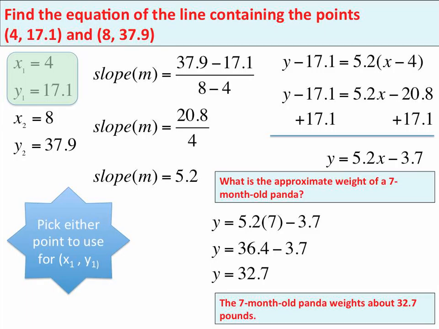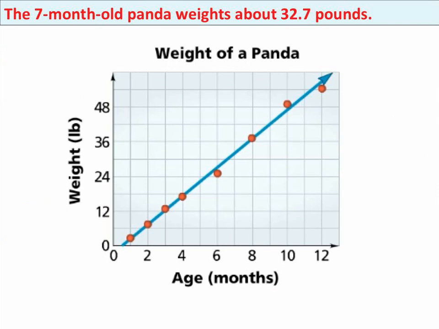All right, let's see if it works on our picture. If we go back to our picture with our scatter plot and our trend line, when we go to a 7-month-old panda, we would see, ooh, that looks pretty good at 32. Because on this scale, 6, 12, 18, 24, 30, so a little bit above 30, it looks like 32.7 is a pretty good number on our trend line.